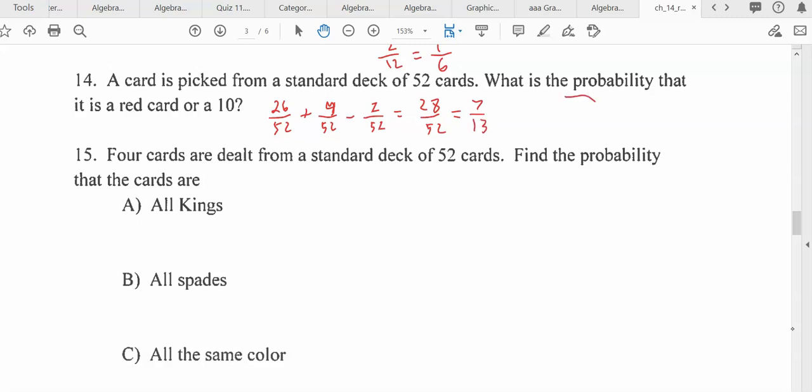You could also draw. It might be easier to draw and say, okay, this is the red cards. This is the 10s. There are 2 cards that are both. There are 2 cards that are not red, they're black 10s. And there are 24 cards that are red but not 10s. If you add those up, 24 plus 2 plus 2 is 28. And you get the same answer doing it that way.